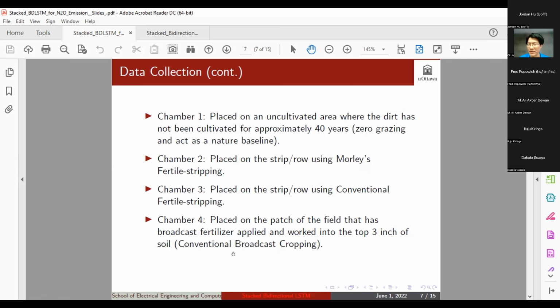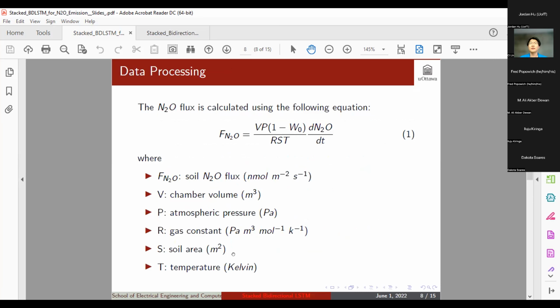which is also called conventional broadcast cropping. And we're using this formula to calculate the nitrous oxide flux, where this F_N2O is the soil nitrous oxide flux, and the V is the chamber volume, P is the atmospheric pressure, R is the gas constant, S is the soil area, and T is the temperature. So this is the formula we used to calculate the nitrous oxide flux.